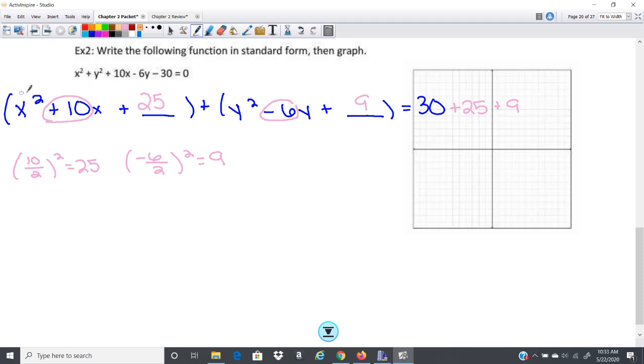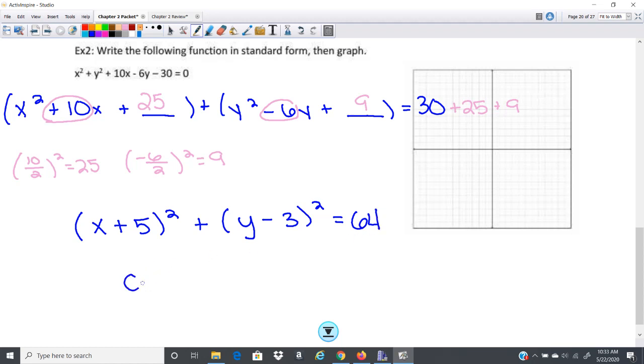All right, then factor. So x squared plus 10x plus 25. That's going to be 5 times 5 and 5 plus 5. So x plus 5 squared. And then y squared minus 6y plus 9, that's going to be negative 3 and negative 3. And then 30 plus 25 is 55, plus 9 is going to be 64. So there you're going to have a center, and since I messed up this graph here, we'll just go ahead and just identify the center and radius. The center here is going to be negative 5, 3 for your h and your k, and the radius, square root of 64, 8.